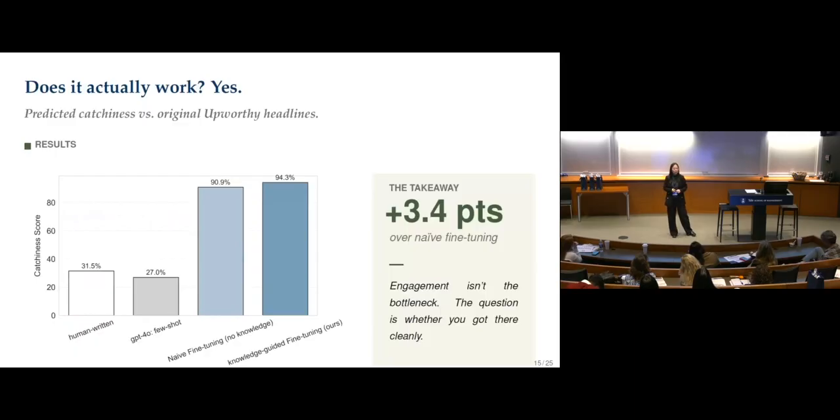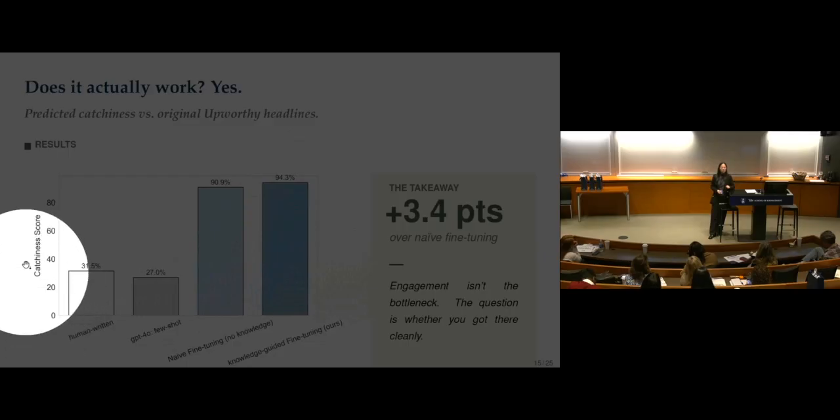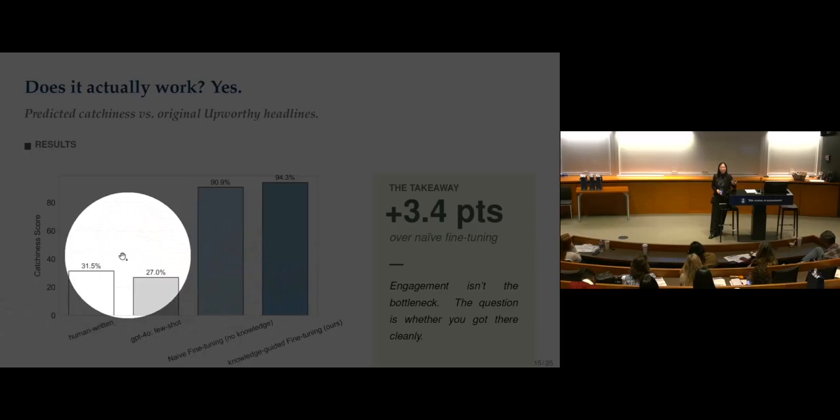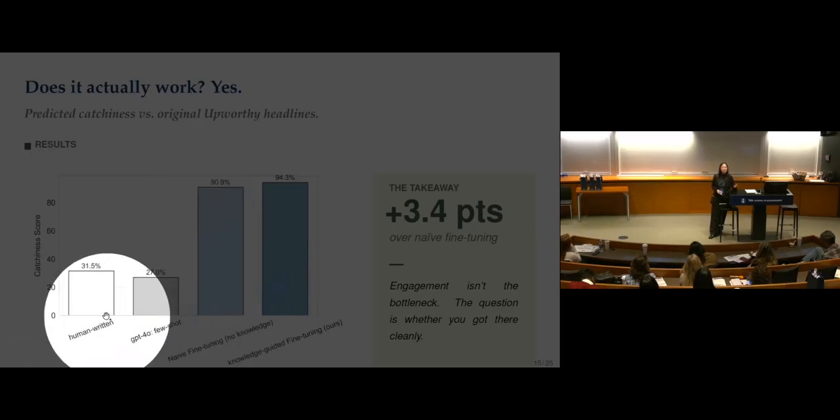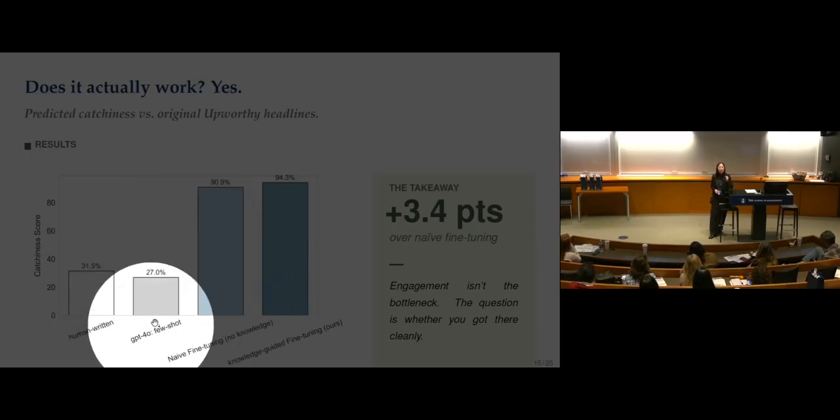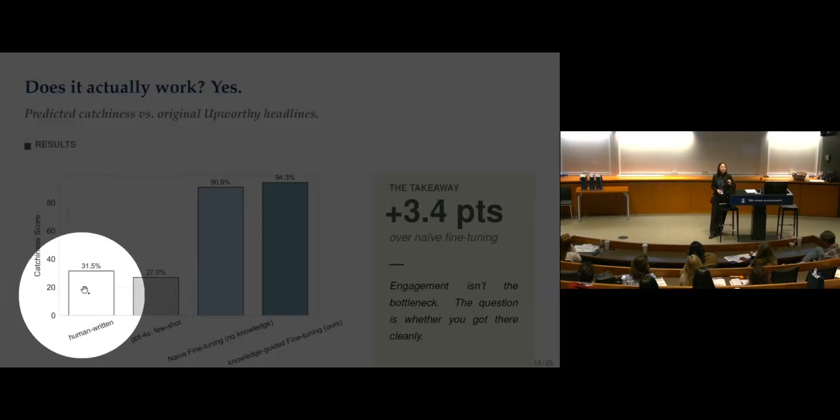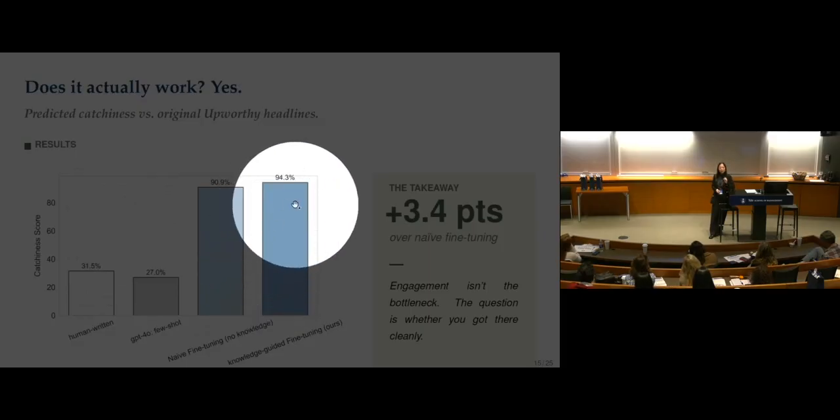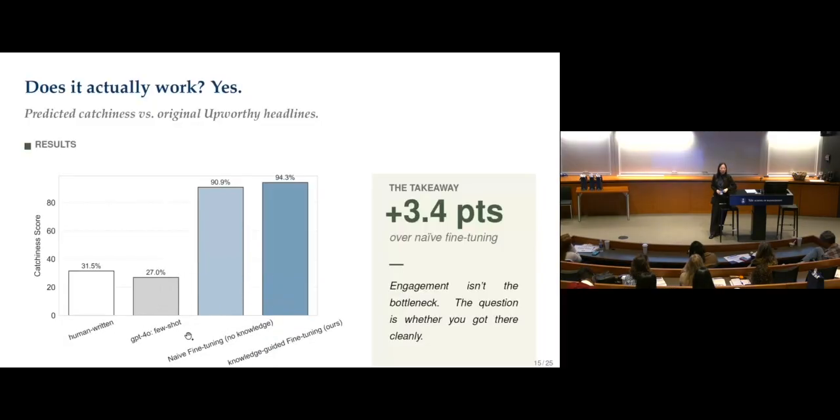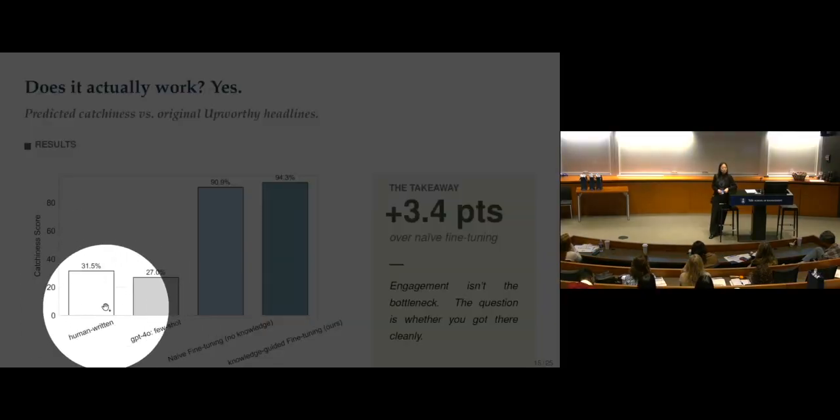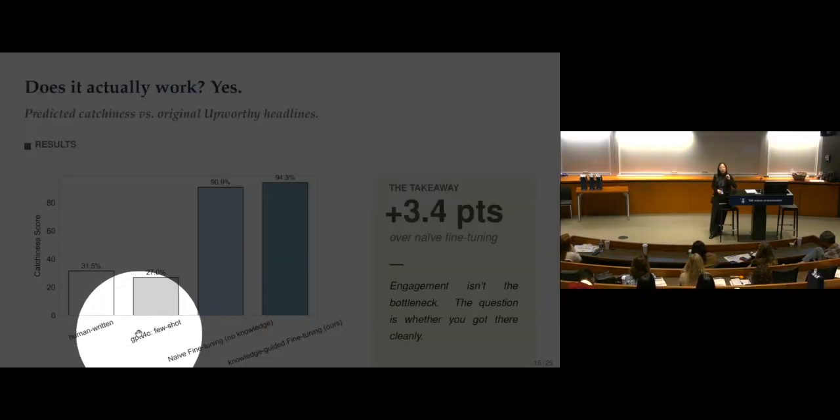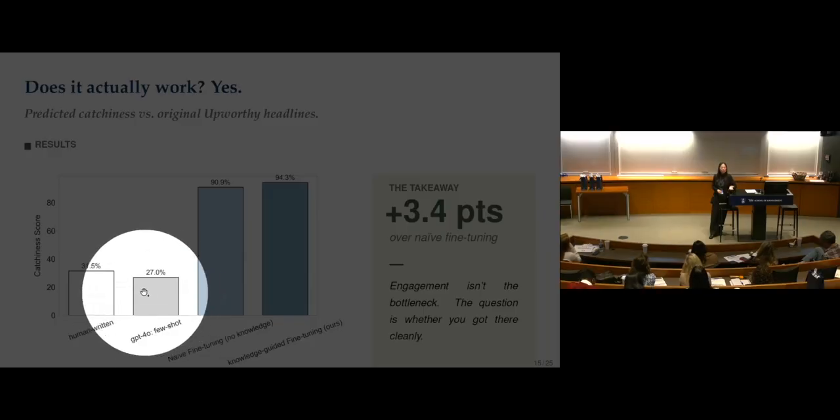All right, so how does it perform? Here, on the right is our method. On the y-axis is the predicted click-through rate, because this experiment is from 10 years ago, so we didn't have the access to run it again. So we train an AI model to predict click-through rate. This gives you a score between 0 and 1, a probability that the predicted headline is better than the original. The original human headline is here, 31.5%. And if you do prompting without fine-tuning, you get even worse than the original human-written headlines.